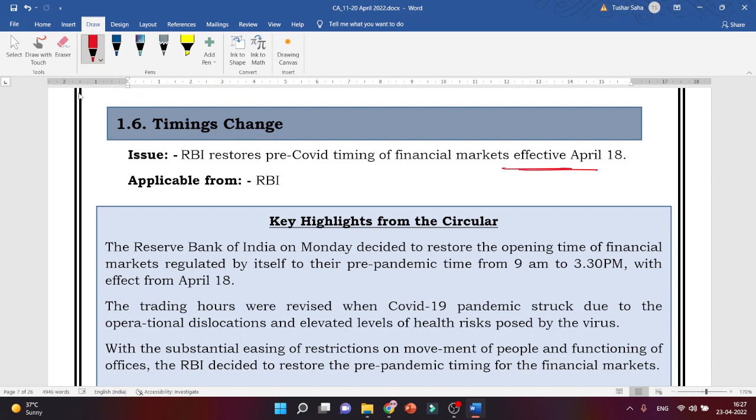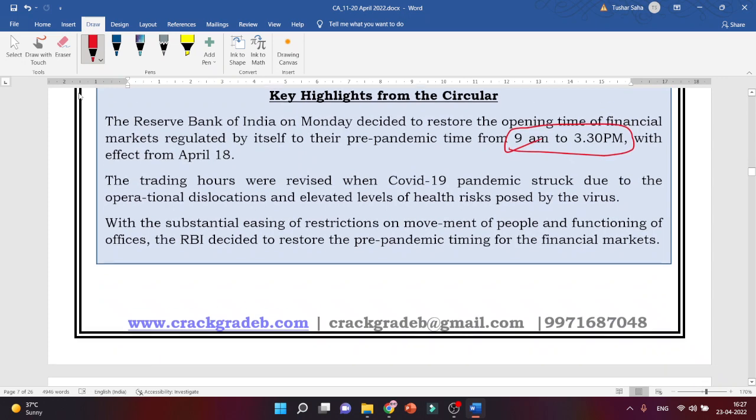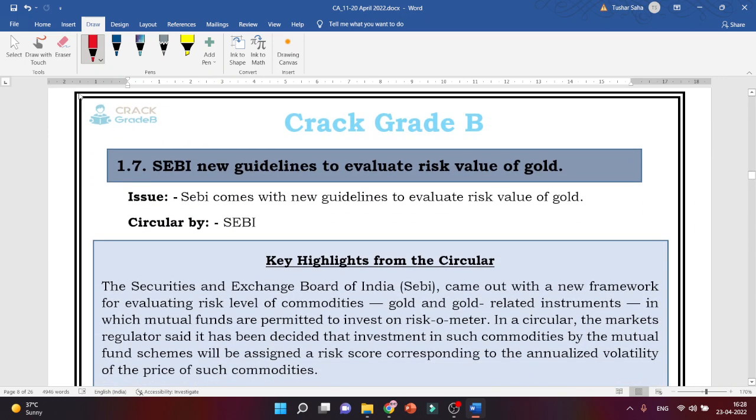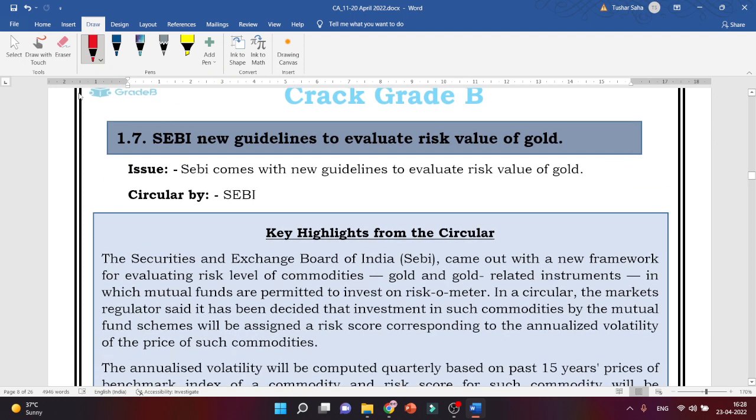So the financial markets regulated by RBI. So the new time is from 9 AM to 3:30 PM. This is effective from April 18, right? Most important thing to remember. Then SEBI new guidelines to evaluate risk value of gold. SEBI came out with a new guideline that is related to risk value of gold. Now, what is it?